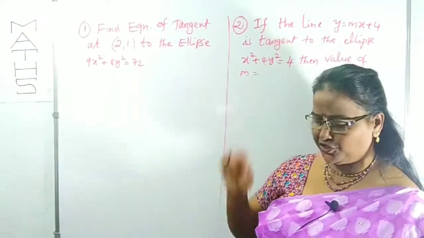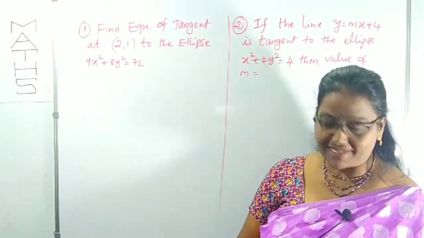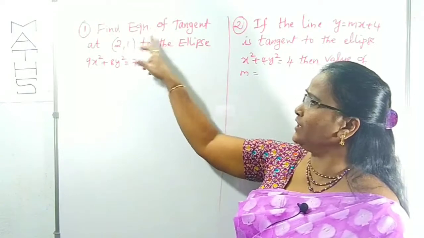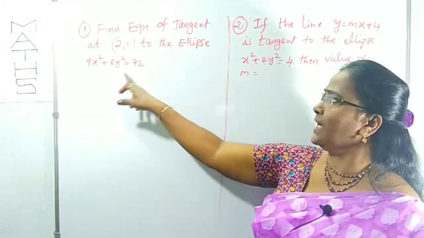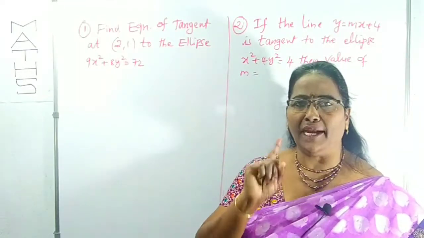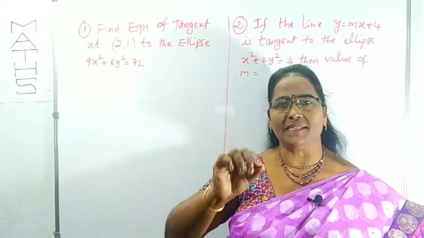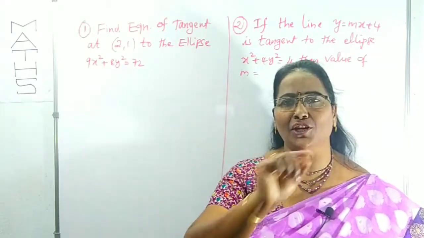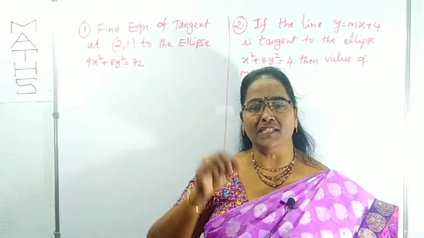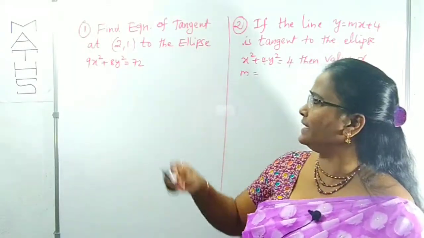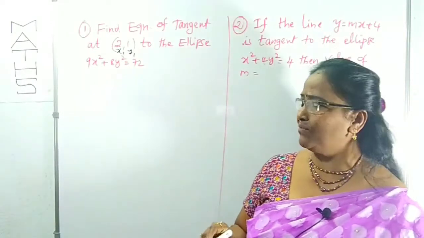Look at these two questions. Question number 1. What is it asking? Find the equation of the tangent at the point (2, 1) to the ellipse. At the point means we can use the equation of tangent, which is simply what? You are right. S1 is equal to 0. That is the equation of tangent at the point. This point you should take as x1, y1.